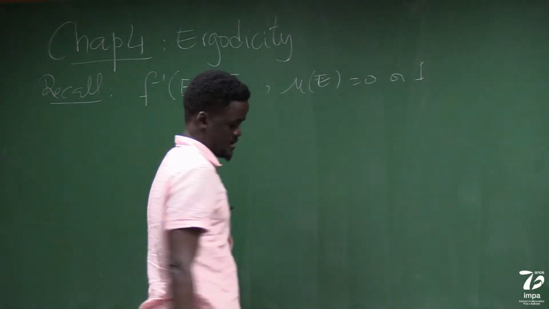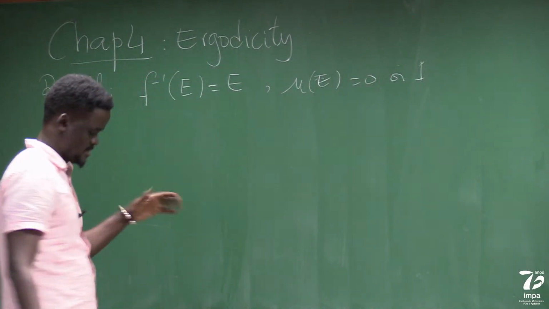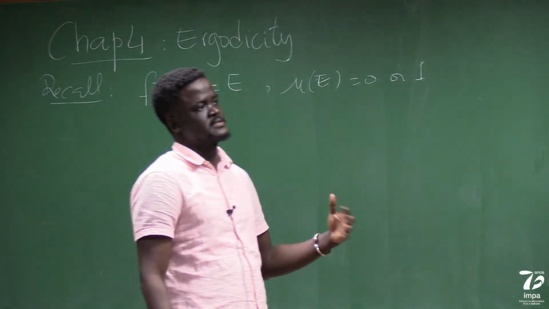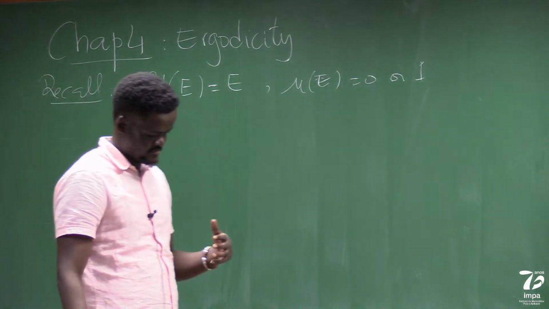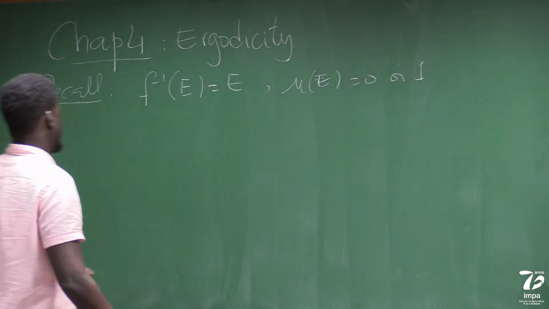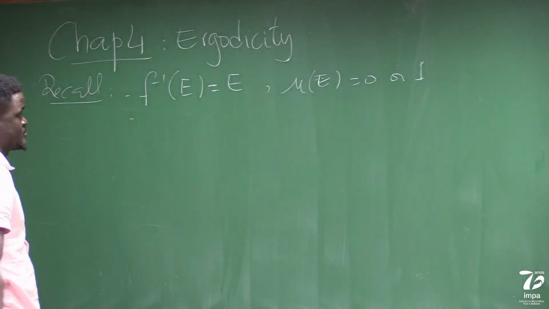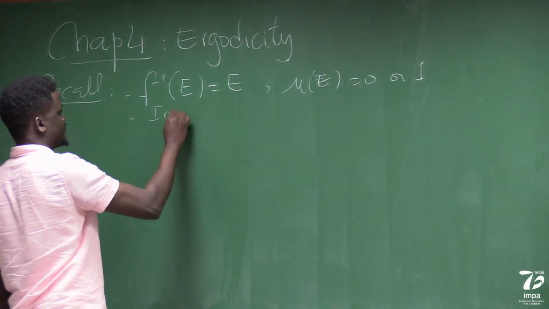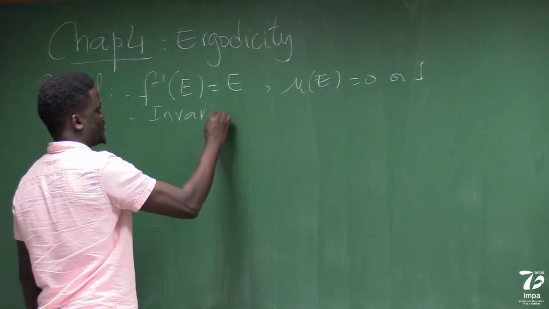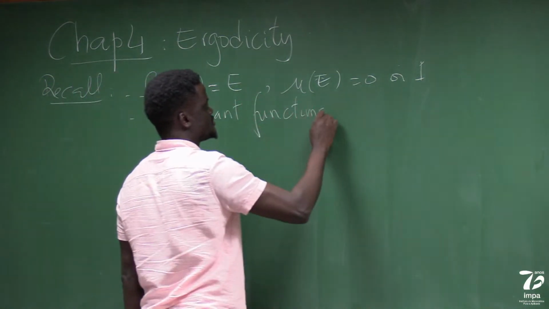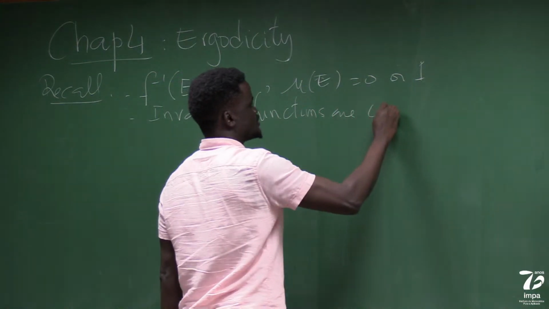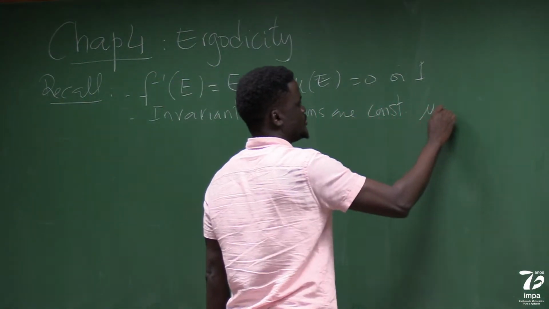Okay? And another important property that we used last time is that, if the measure is ergodic, then invariant functions are constant. So you also have to remember this. Are constant almost everywhere.